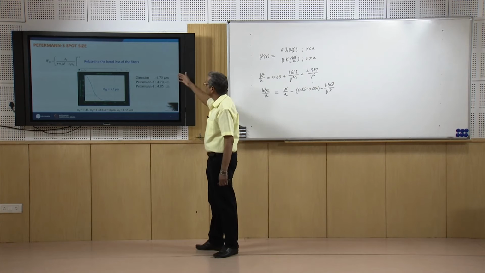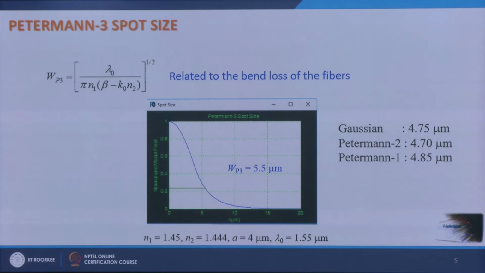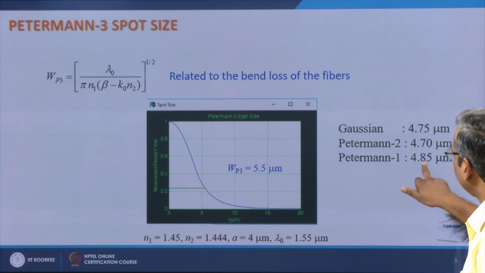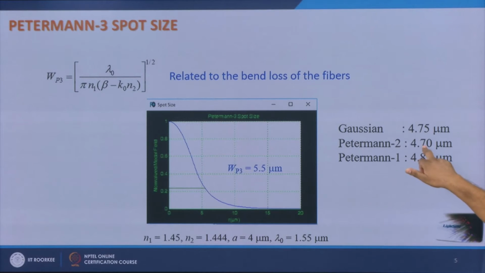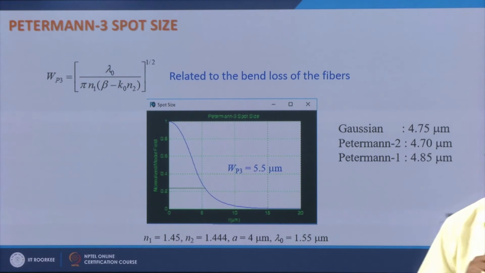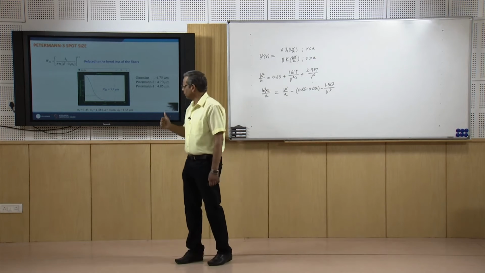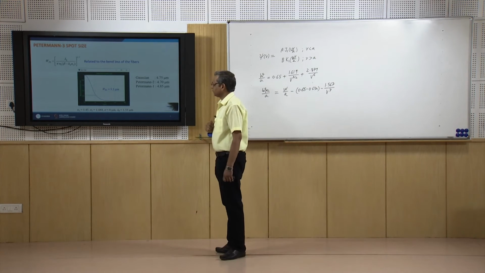If I compare it with the other 3 spot sizes, then I find that it is much larger. Petermann 1 is 4.85 micrometer, Petermann 2 is 4.7 and Gaussian is 4.75, but this is 5.5 micrometer, which is quite large as compared to the other 3.